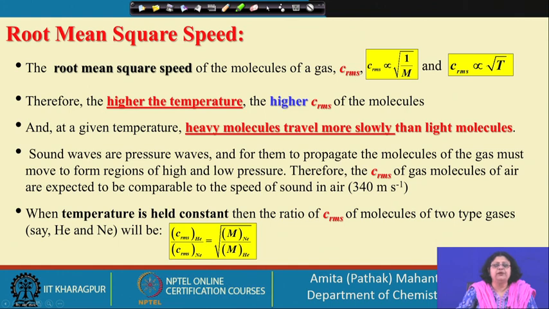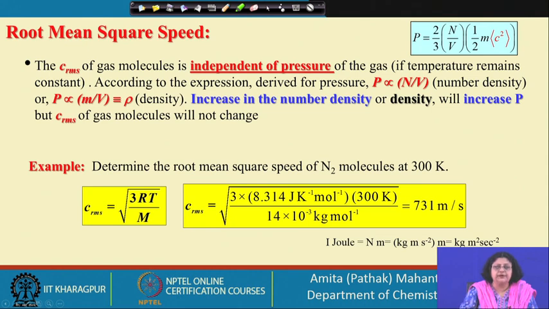Now, again, if you see the expression of the root mean square velocity, if you hold the temperature constant for a system with two types of gases at the same temperature, then the ratio of the RMS velocities will be inversely proportional to the square root of the masses. So, for helium and neon, the ratio of the RMS velocity of helium to that of neon will be the square root of the molar mass of neon divided by the molar mass of helium. This is important when you are doing calculations or numericals.